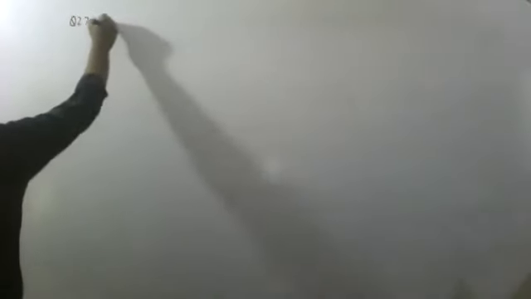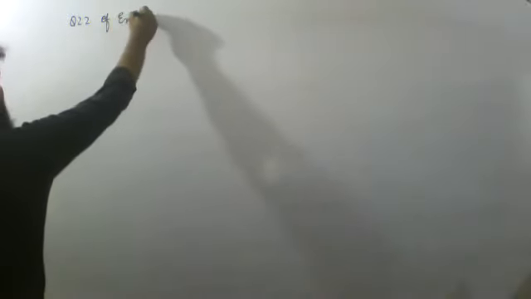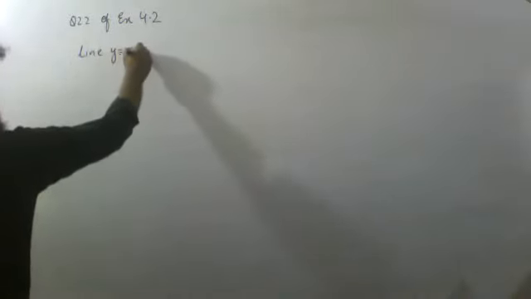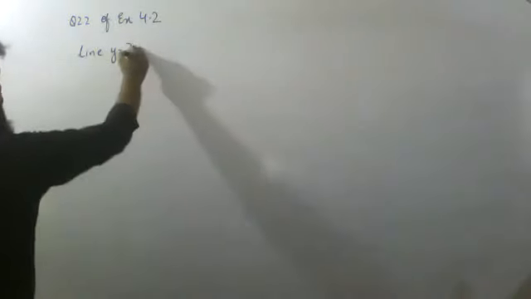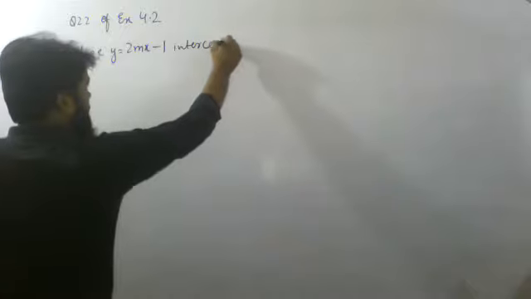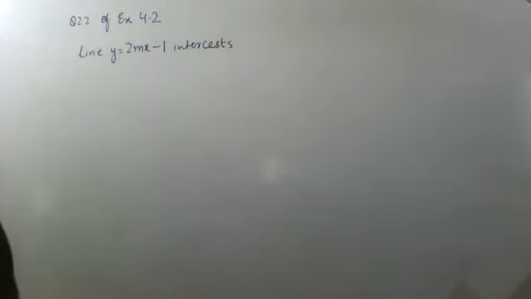Question number 22 of exercise 4.2. Okay, in this one they are saying that I have to show that a line y equals 2mx minus 1 intersects the curve.